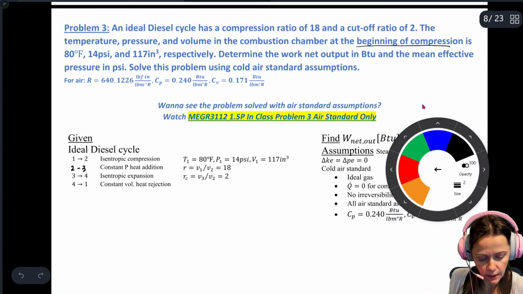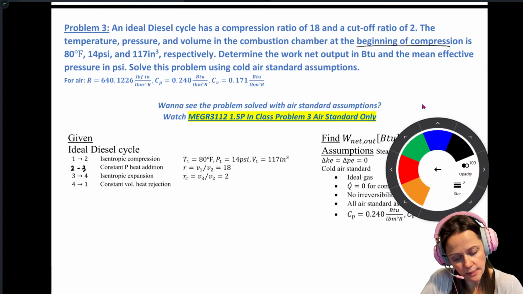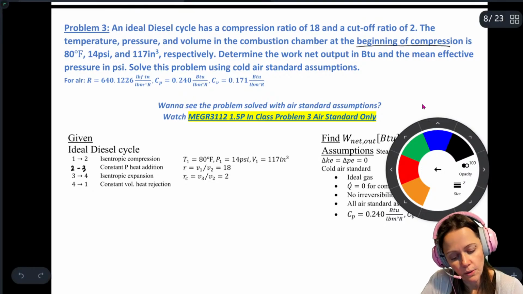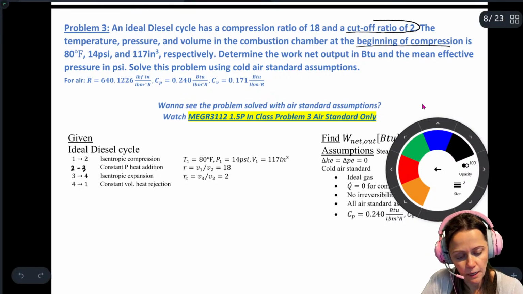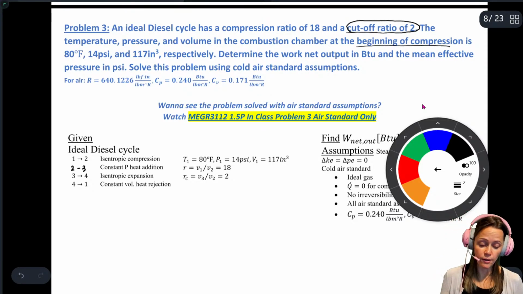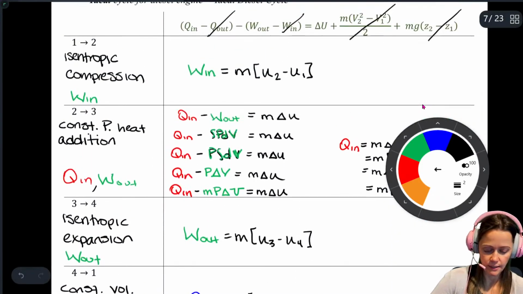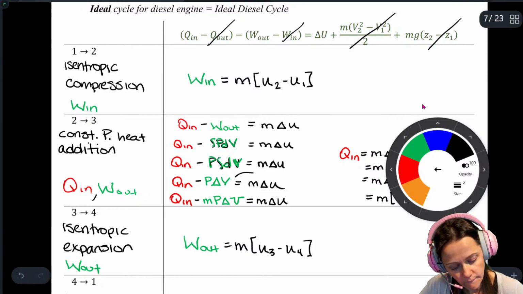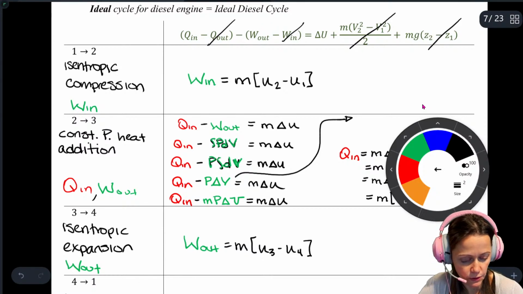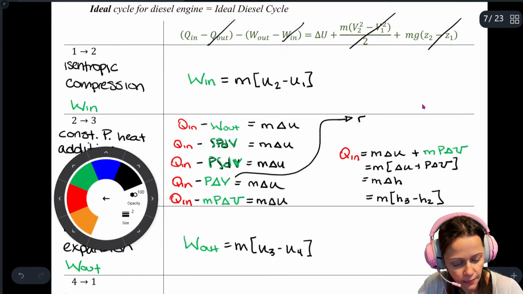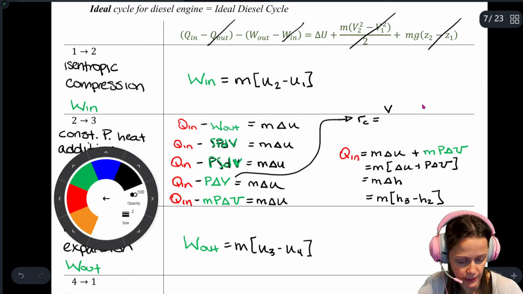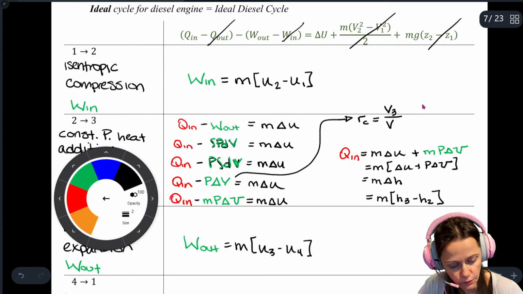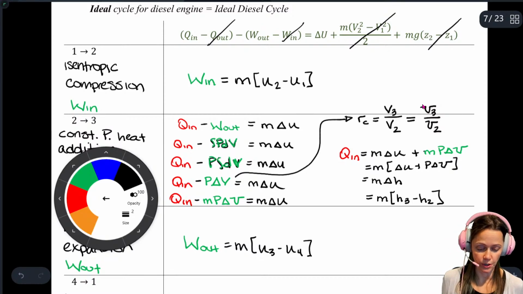And then they also give us what's called the cutoff ratio. So the cutoff ratio is to account for the fact that during that constant pressure heat addition process, you do have a change in volume. And so that cutoff ratio accounts for that. So V3 over V2, or you could put it in terms of specific volume as well. V3 over V2, so that's the cutoff ratio.